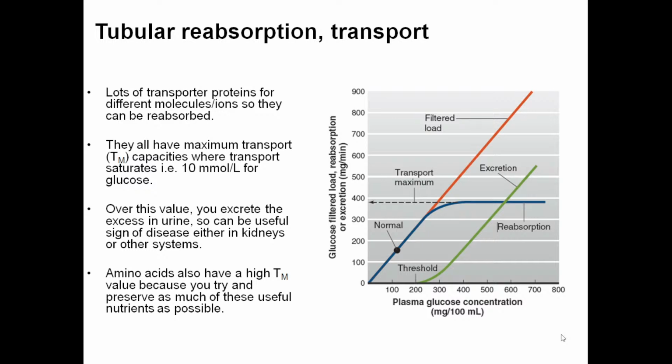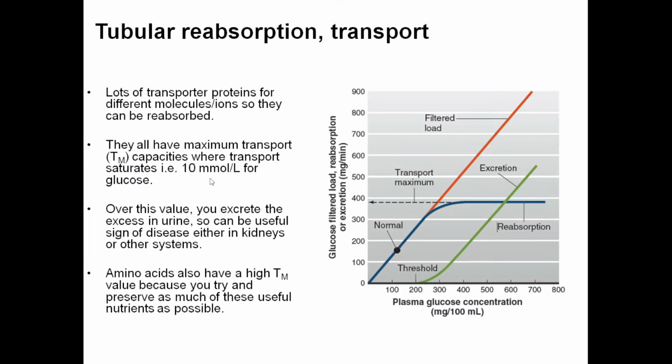So why do we need to consider tubular reabsorption and threshold definition? As you know, for glucose, we need a transporter protein, like it can be used for different molecules and ions, so that they can be reabsorbed. So on this slide, we are going to discuss such a transporter for glucose. And these transporters all have a maximum transport that is shown in the slide.